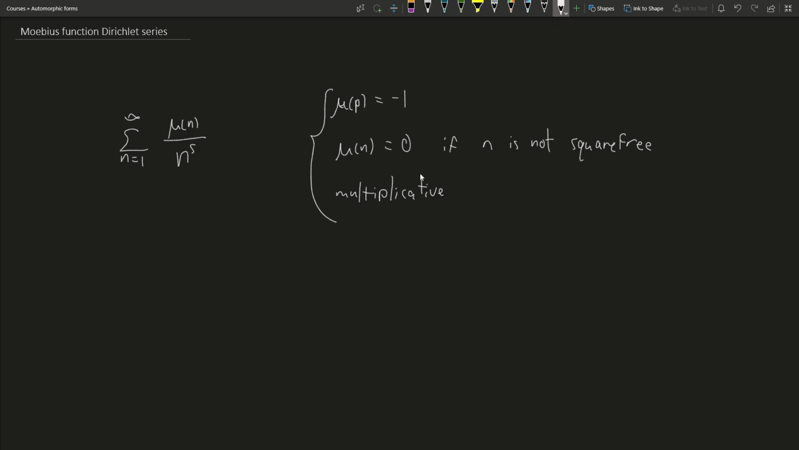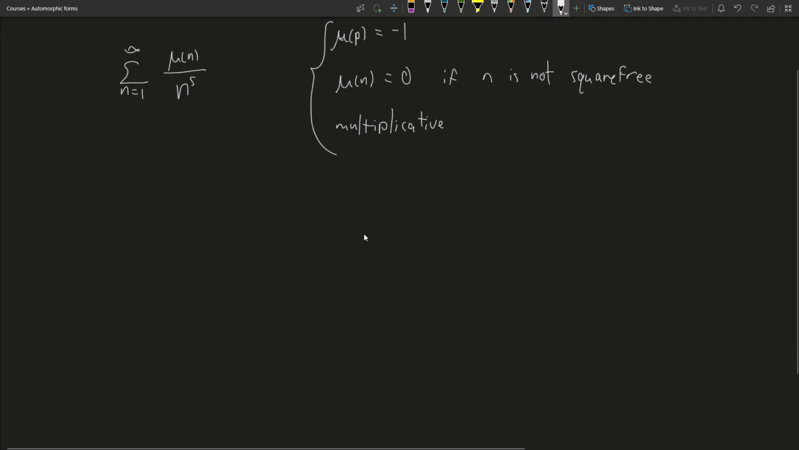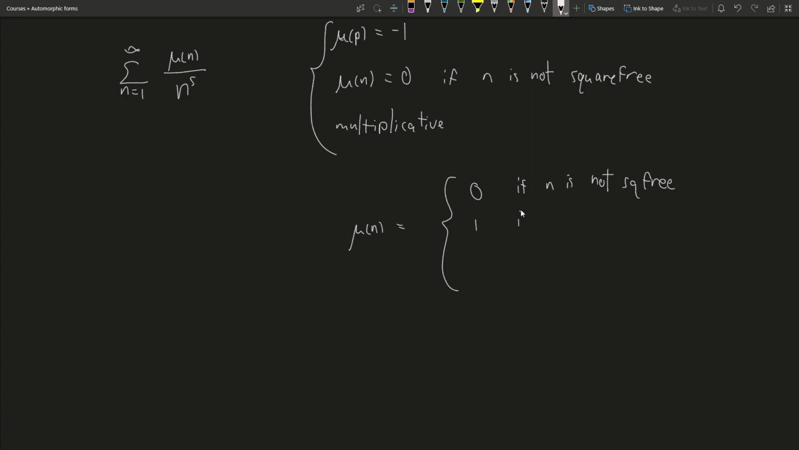So these three facts together uniquely determine the behavior of mu, at least on the positive integers, but to write it explicitly, mu of n is going to be 0 if n is not square free, 1 if n has an even number of prime factors and is square free, and minus 1 if n has an odd number of prime factors, and again is also square free.